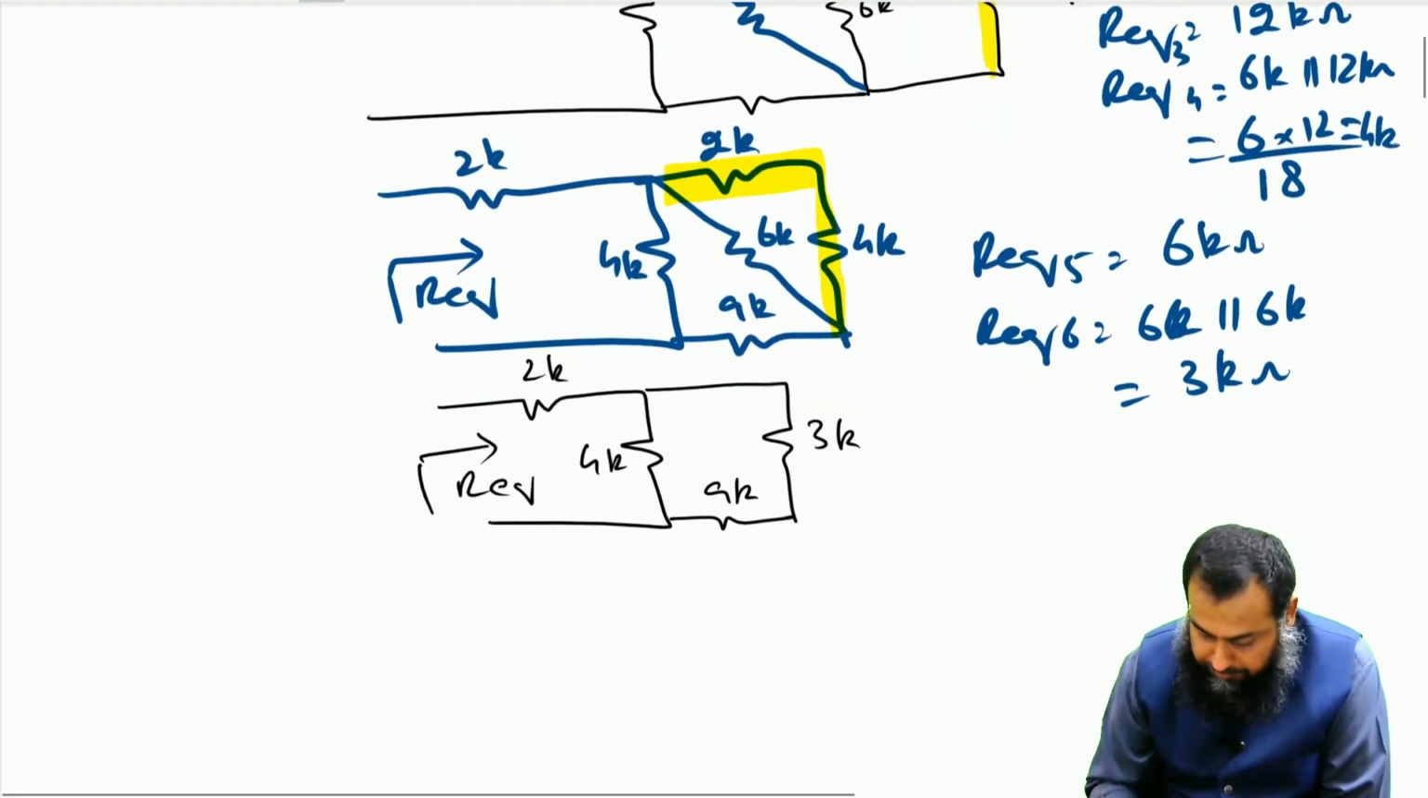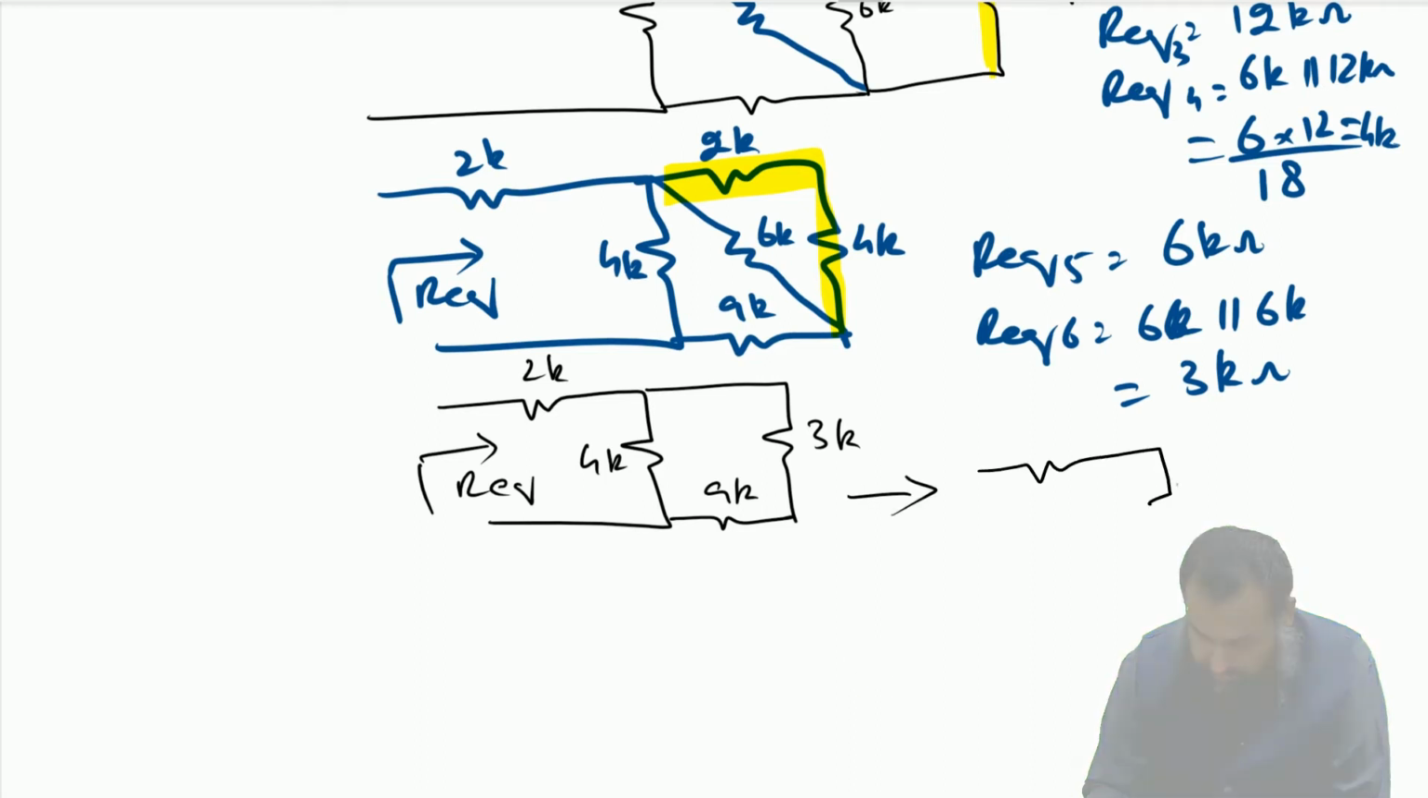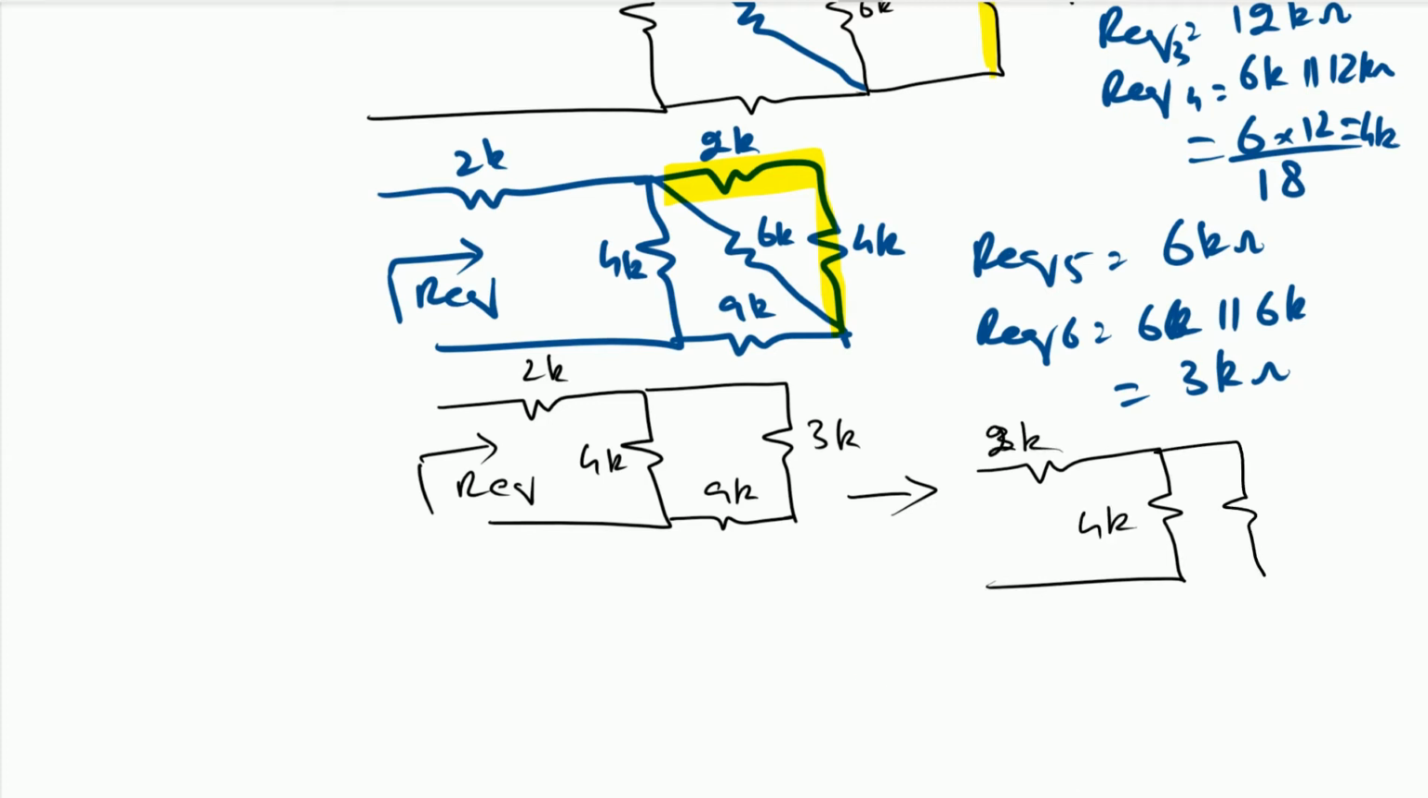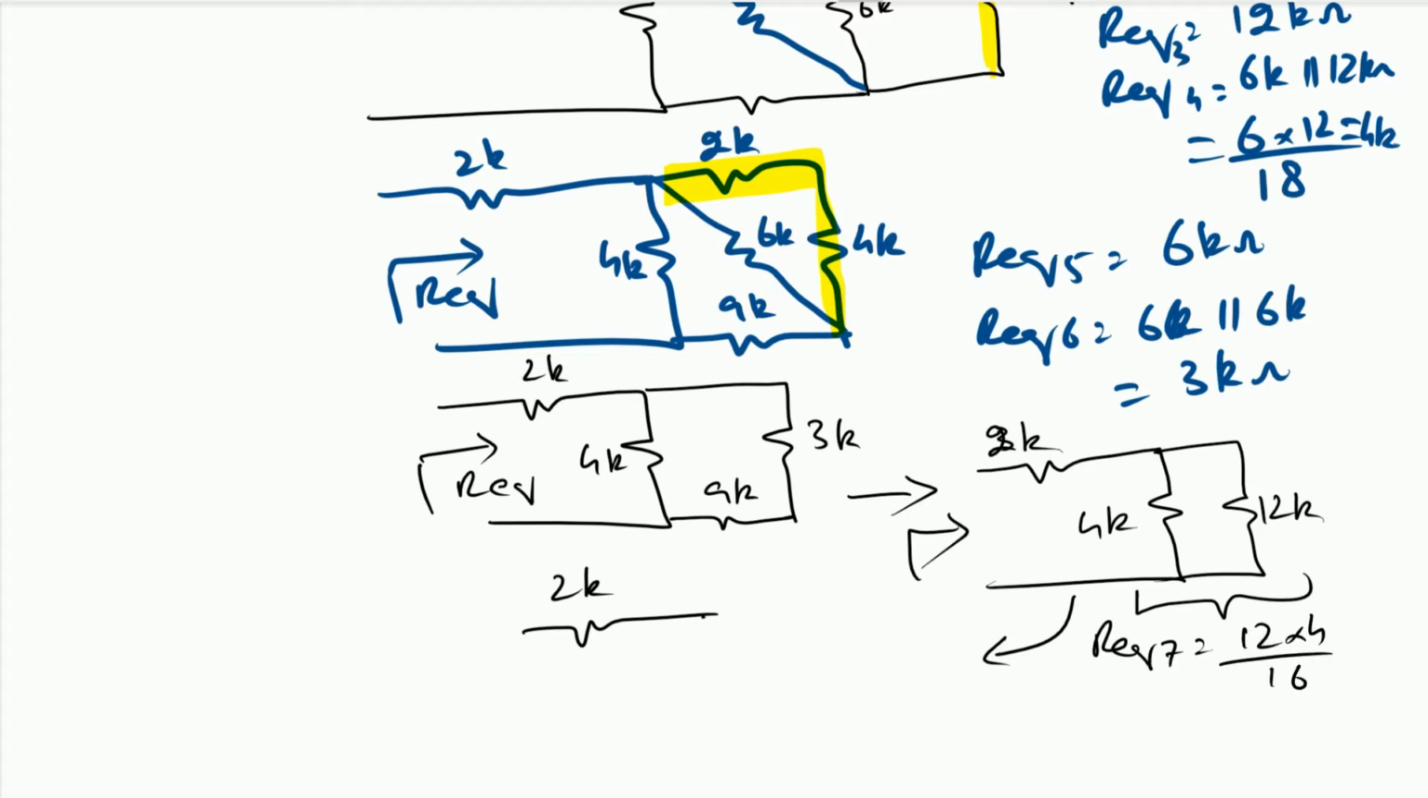Now the overall circuit can be redrawn in a more simplified form with this 2k here, this 4k here, and then the sum of these two resistances, which is 12k, comes in parallel with this 4k. So the circuit will look like this. This is 2k. So we have to find the parallel resistance of these 4k and 12k. This gives me R equivalent number 7, that is 12 times 4 divided by 16, which is equal to 3 kilo ohm.